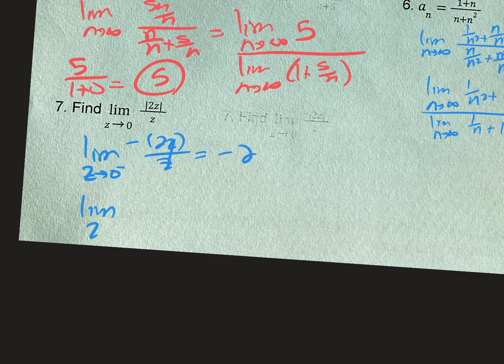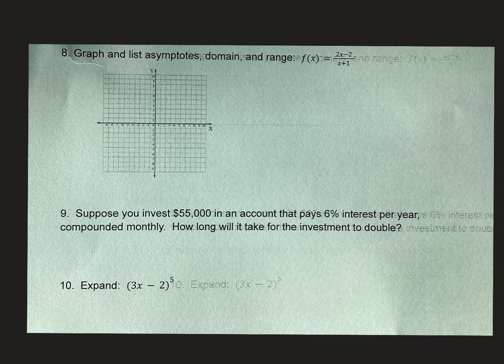And you must also come from the positive side. If I come from the positive side, if 2z is positive, the absolute value is itself over z. The z's cancel. It's 2. And because I got different numbers for my 2 limits, the true limit does not exist.